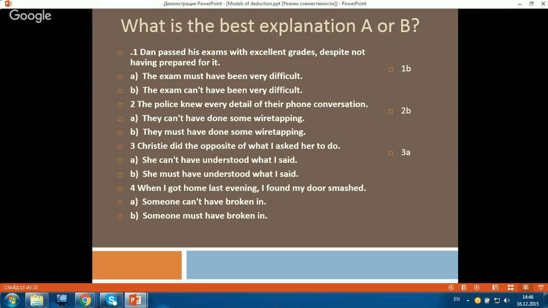Christy did the opposite of what I asked her to do. Why? Of course, she can't have understood what I said. And number 4. When I got home last evening, I found my door smashed. Someone must have broken in. I don't know for a fact, but I'm sure it was like this.